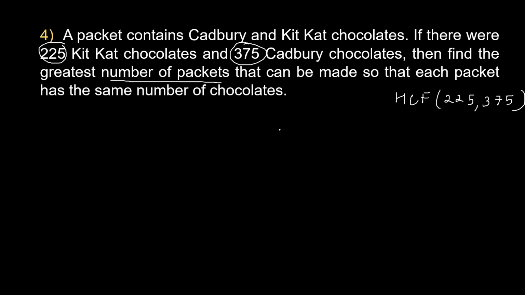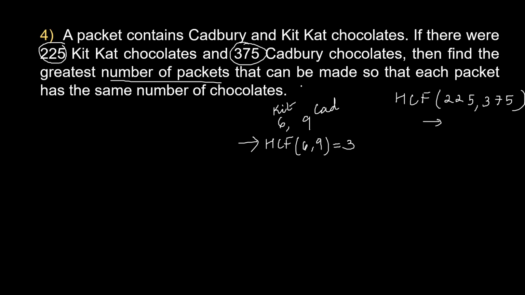To understand this question, we'll take an example. Example of 6 and 9. Suppose there are 6 Kit Kat chocolates and 9 Cadbury chocolates. And now we have identified that our answer, that is the number of packets, is a smaller number. So that means we are finding HCF. We already know that HCF of 6 and 9 is 3. So now we are finding this number. So here we have to find HCF of these two numbers.